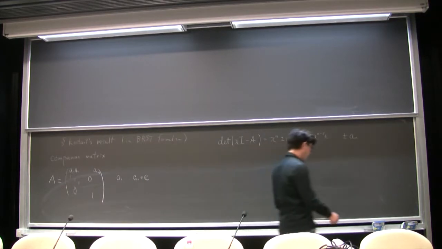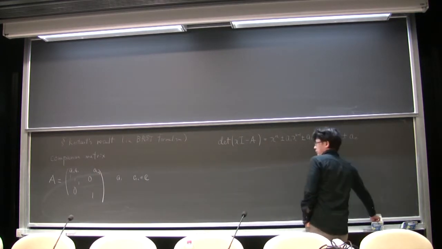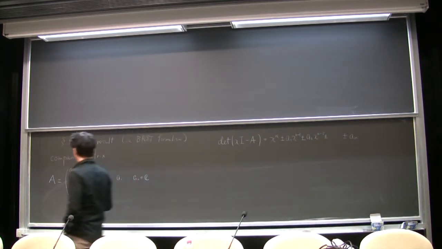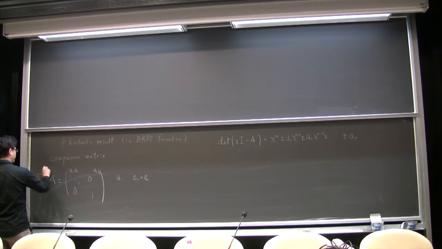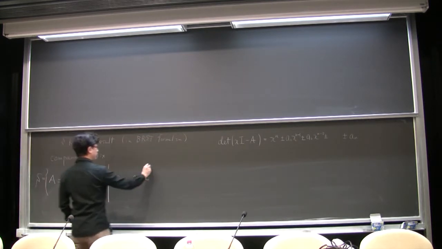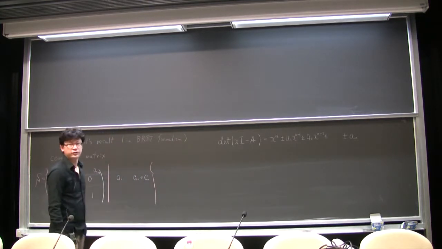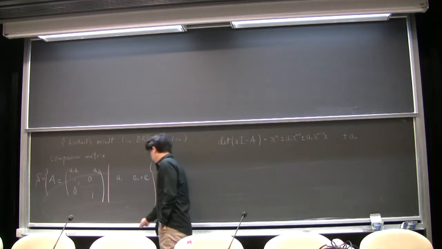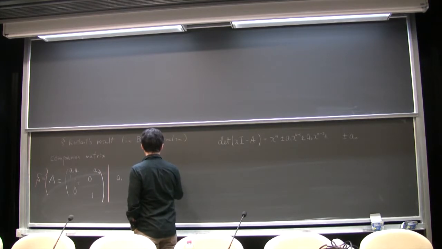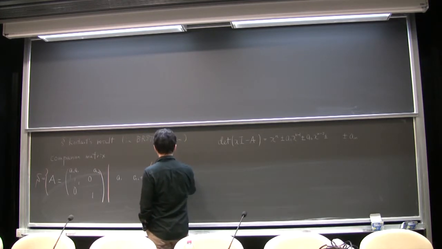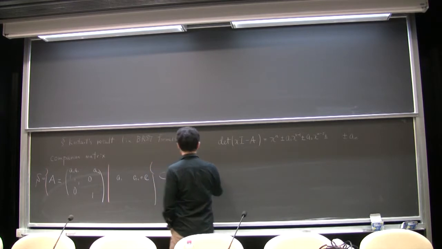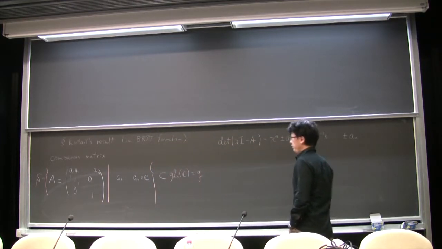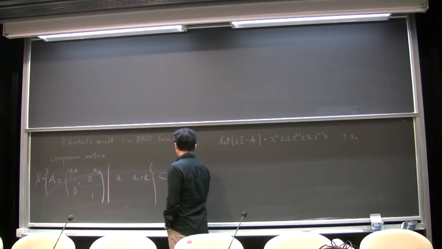And so I denote by S the set of companion matrices. And I consider this as an affine subspace of g, which I denote by G. So this is the algebra, and I denote by the large D the corresponding group.